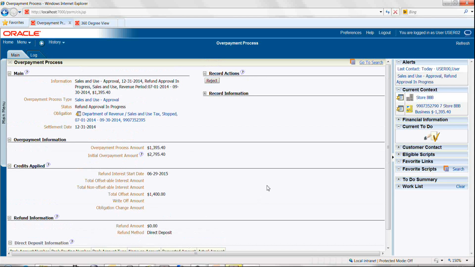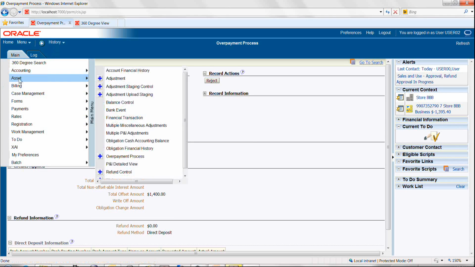So what we have done now is moved our overpayment through the supervisor, through the approval mechanism. It needs to be done twice. It's now moved to the refund approval in progress, and we'll have to do the same concept as before, and that is create a refund control. So I'm going to do that now.